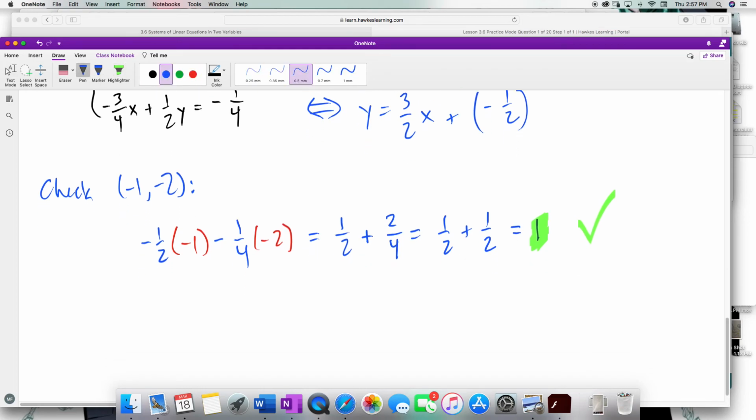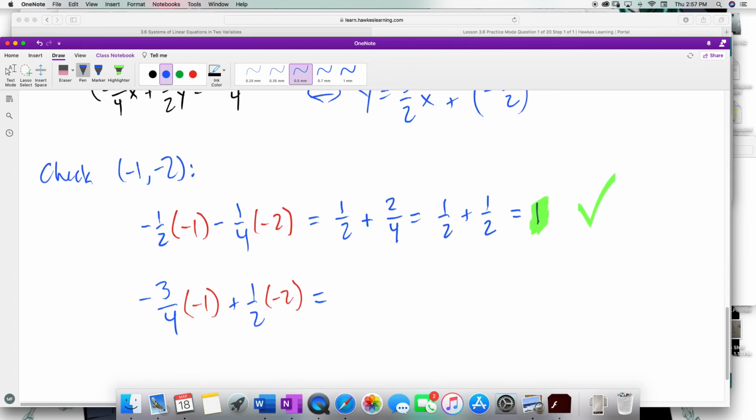Moving on to the second equation. Once again, we substitute -1 in for x and -2 in for y. And we hope that this will end up equaling -1/4. So negative times a negative is a positive. 3/4 times 1 is 3/4. Positive times a negative is a negative. 1/2 of 2, in other words, 2/2 is just 1.